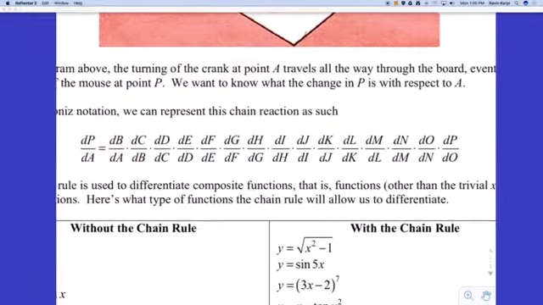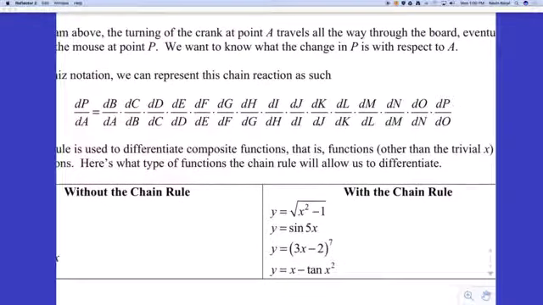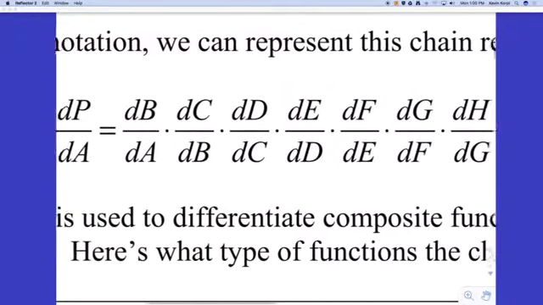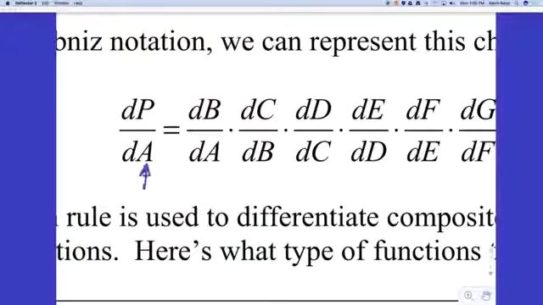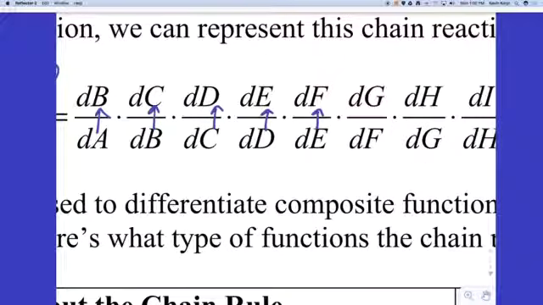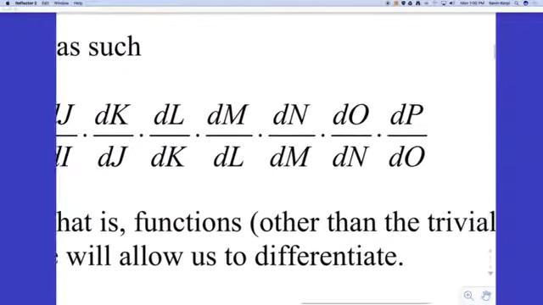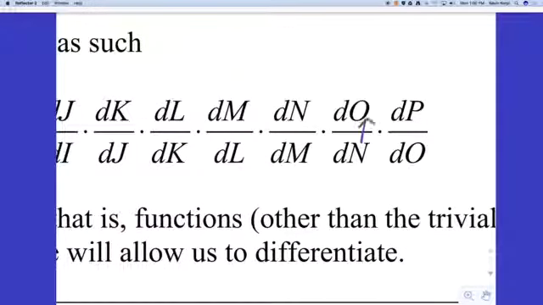So if you were to express the game of mousetrap in Leibniz notation, here's what it would be. Doing something to the independent variable A will have an effect ultimately on P, but it'll affect it this way. A is going to affect B. B then in turn affects C. C does something to D. D affects E. E has a profound influence on F. F changes G's life forever, so on and so forth, all the way down until N affects O, and O finally affects P.